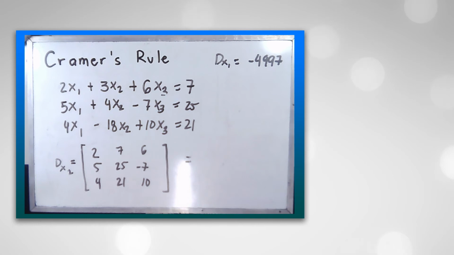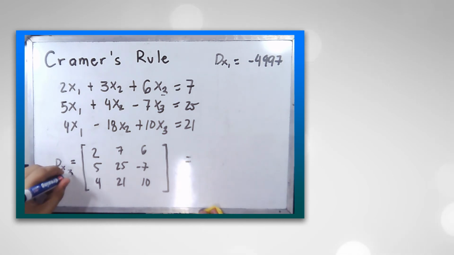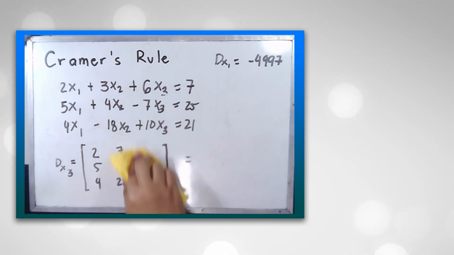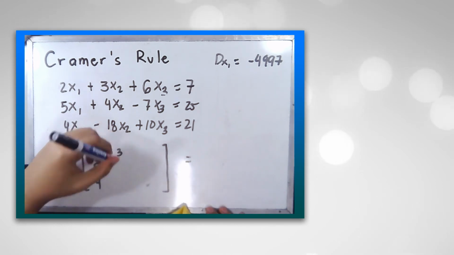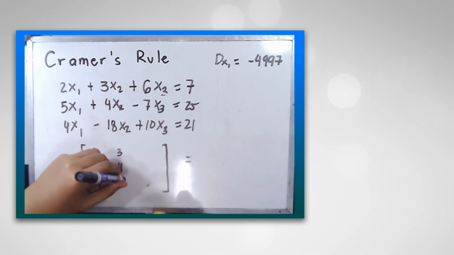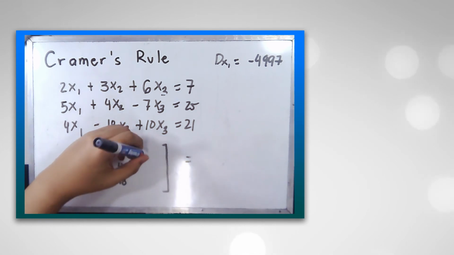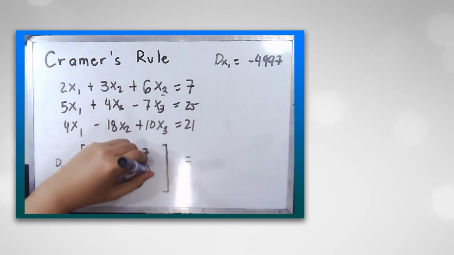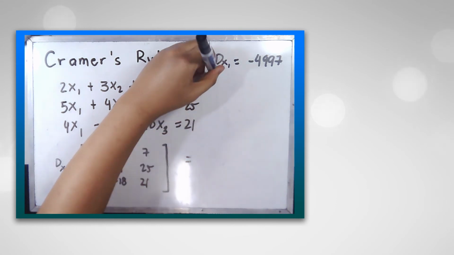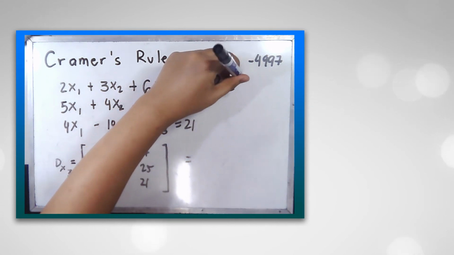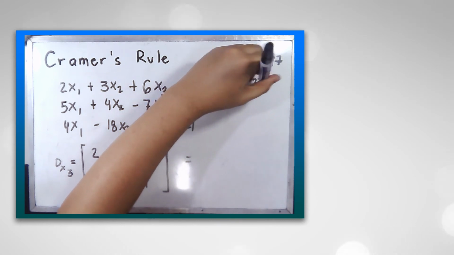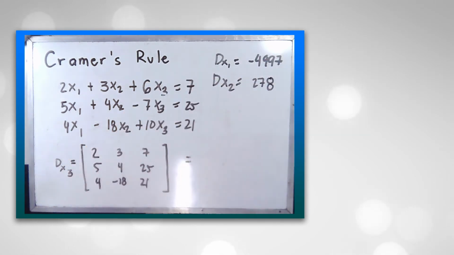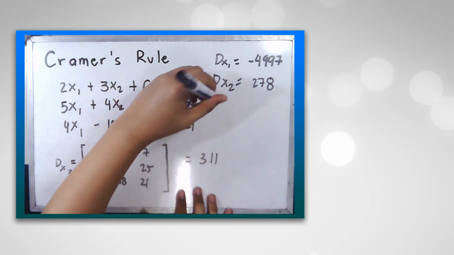Then moving to the x sub 3, D of x sub 3, this will be 3, 4, negative 18, 7, 25, and 21. Let me just put the value. We will be arriving at an answer of 311.